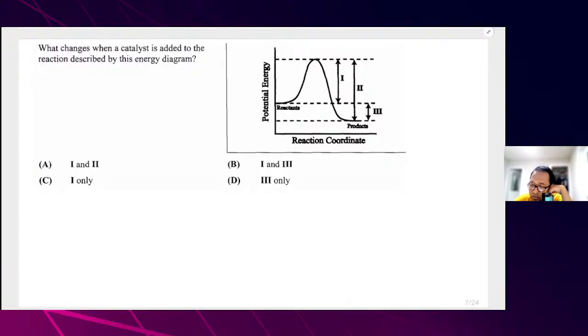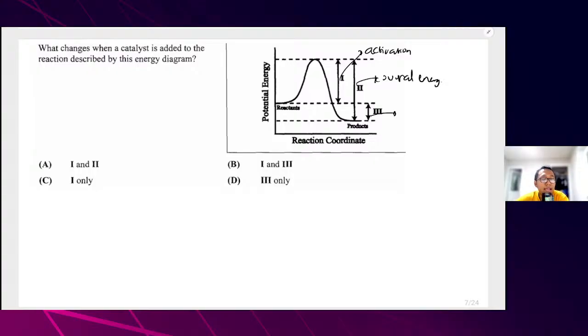The thing that will change is the energy between, okay, the first one is the big hill. This is called the activation energy. This one is the overall energy. And then the last one is the energy between start and finish, or how much energy the reaction gives or takes. Now the question is what changes if we add a catalyst?